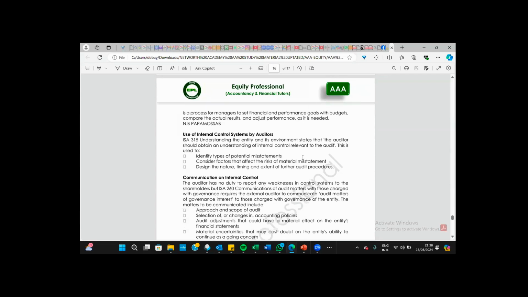Number two, they use the internal control system to evaluate the risk of material misstatement. I've talked about that risk of material misstatement. There are misstatements, there are material misstatements. Misstatements are allowable, for instance, because of rounding up of numbers or figures in an account.